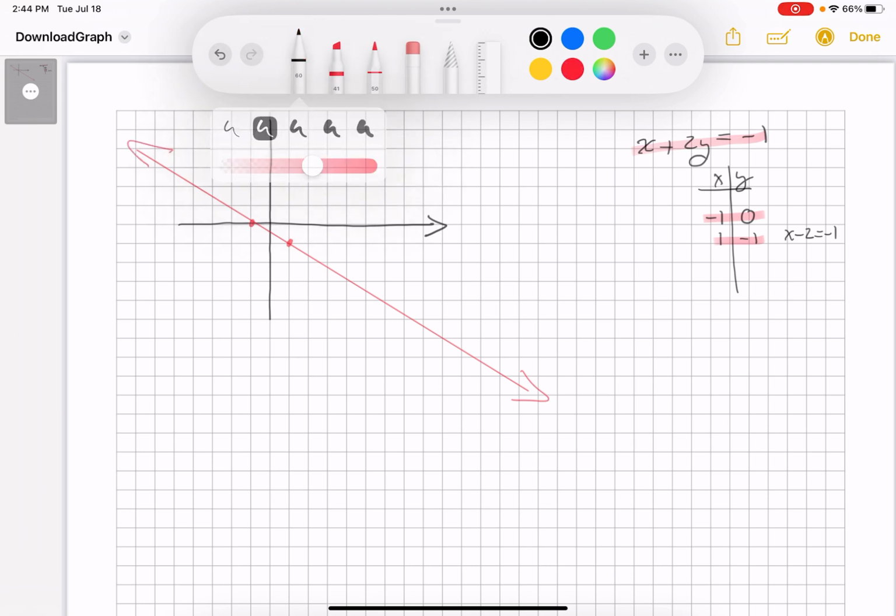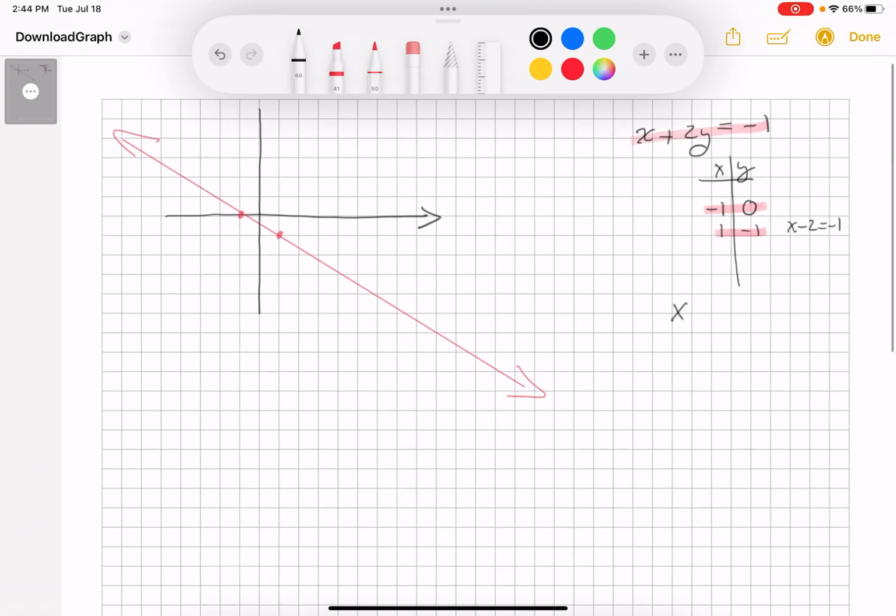Let's do the next line. What's the next line going to be? x minus 2y is equal to 3. Well, it's really the same thing. I'm going to be picking points that I find easy to deal with. So y to be 0. You get 3 for x. That's pretty simple, right?